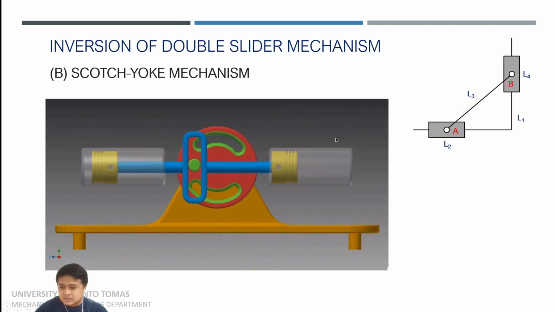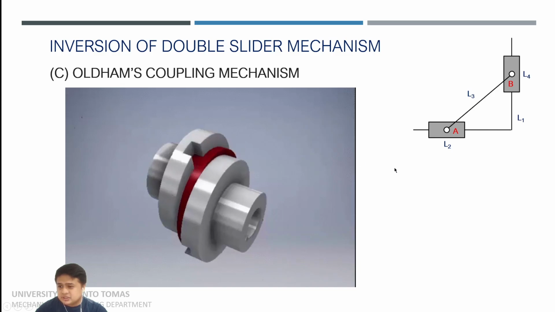Okay? So another inversion of the double slider is when you fix L3. If L3 is fixed here, L2 and L4 can freely move, including the guideway L1. As you can see here, if you have, let's say, two shafts and you want them to move at the same speed, but they are not properly aligned, you have an offset, you can use an Oldham coupling. In an Oldham coupling, you have an intermediate piece, which is this red piece in the middle, and it has a guideway here and another guideway here.